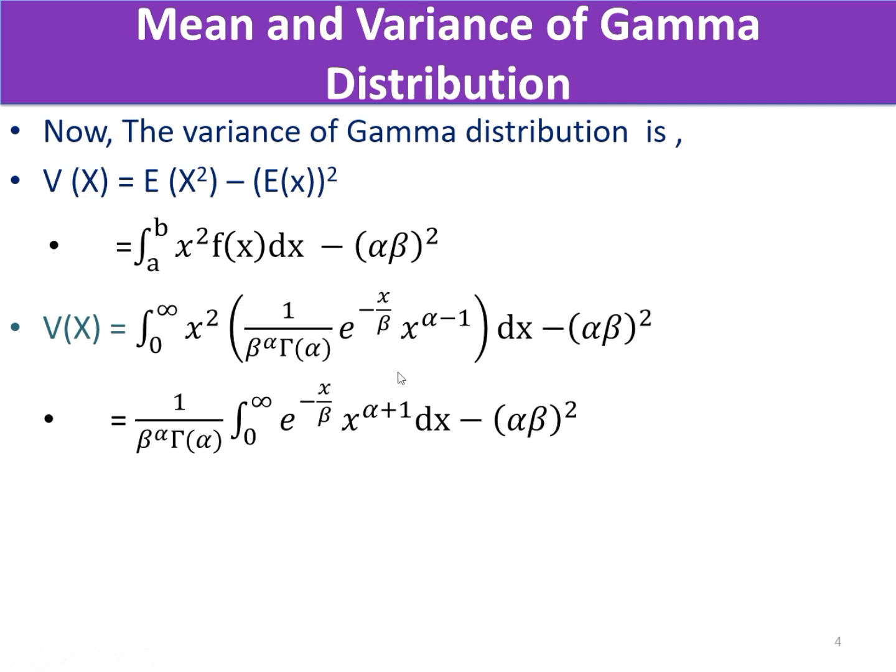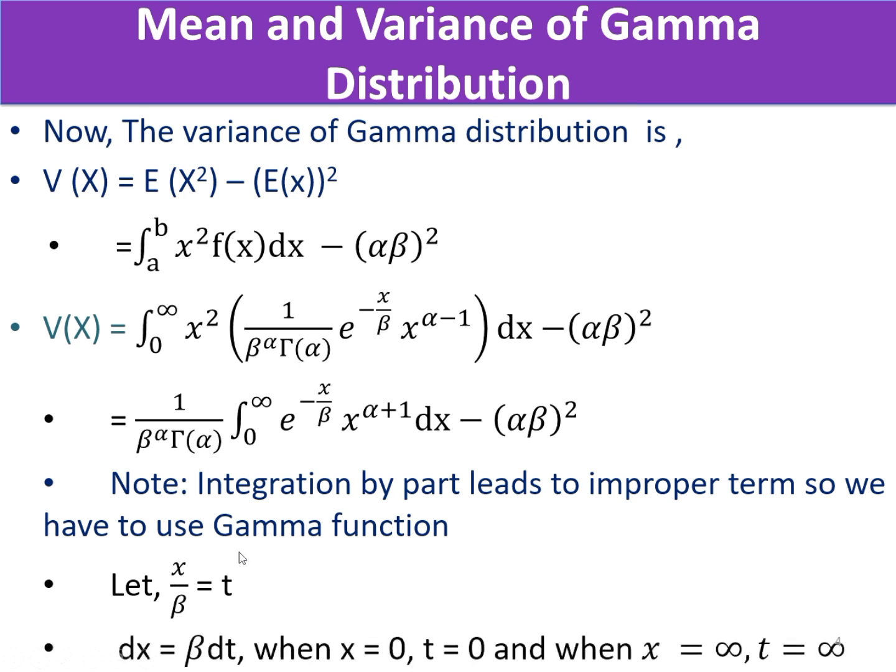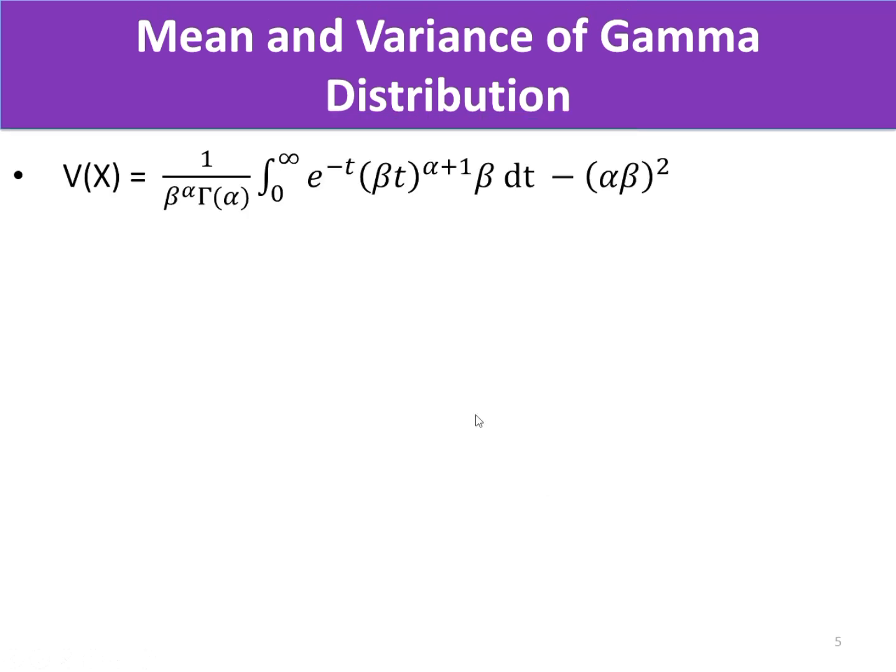This x square and x to the power alpha minus 1 simplifies as x to the power alpha plus 1. As earlier, the integration of this term by parts leads to an improper term for the upper range infinity. So we have to use the gamma function for this. Let x by beta be equal to t, as in the mean. This implies the derivative of x is equal to beta dt. When x is equal to 0, t tends to 0, and when x is equal to infinity, t tends to infinity. And this gives, after substituting the value of x into the integration, this constant term outside the integration, e to the power minus t.